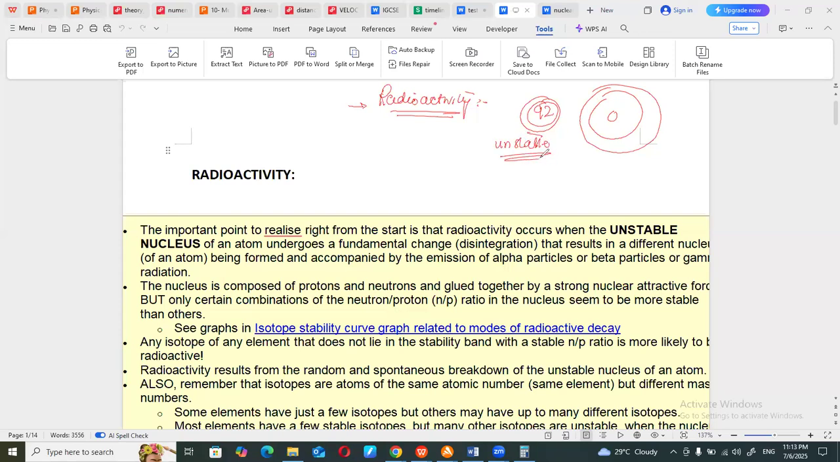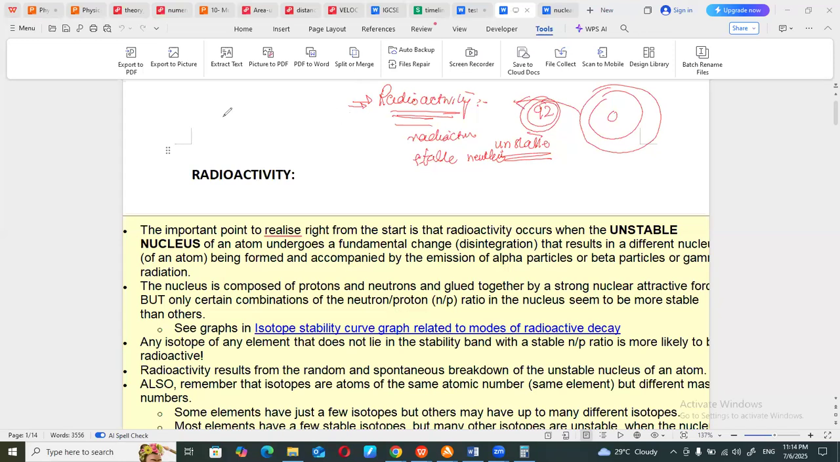The nuclei are unstable. So what do they do? They radiate different types of radiations so that they convert themselves into a stable nucleus. The process of converting themselves from an unstable nucleus into a stable nucleus by radiating some radiations is called radioactivity. This is a natural process as well.